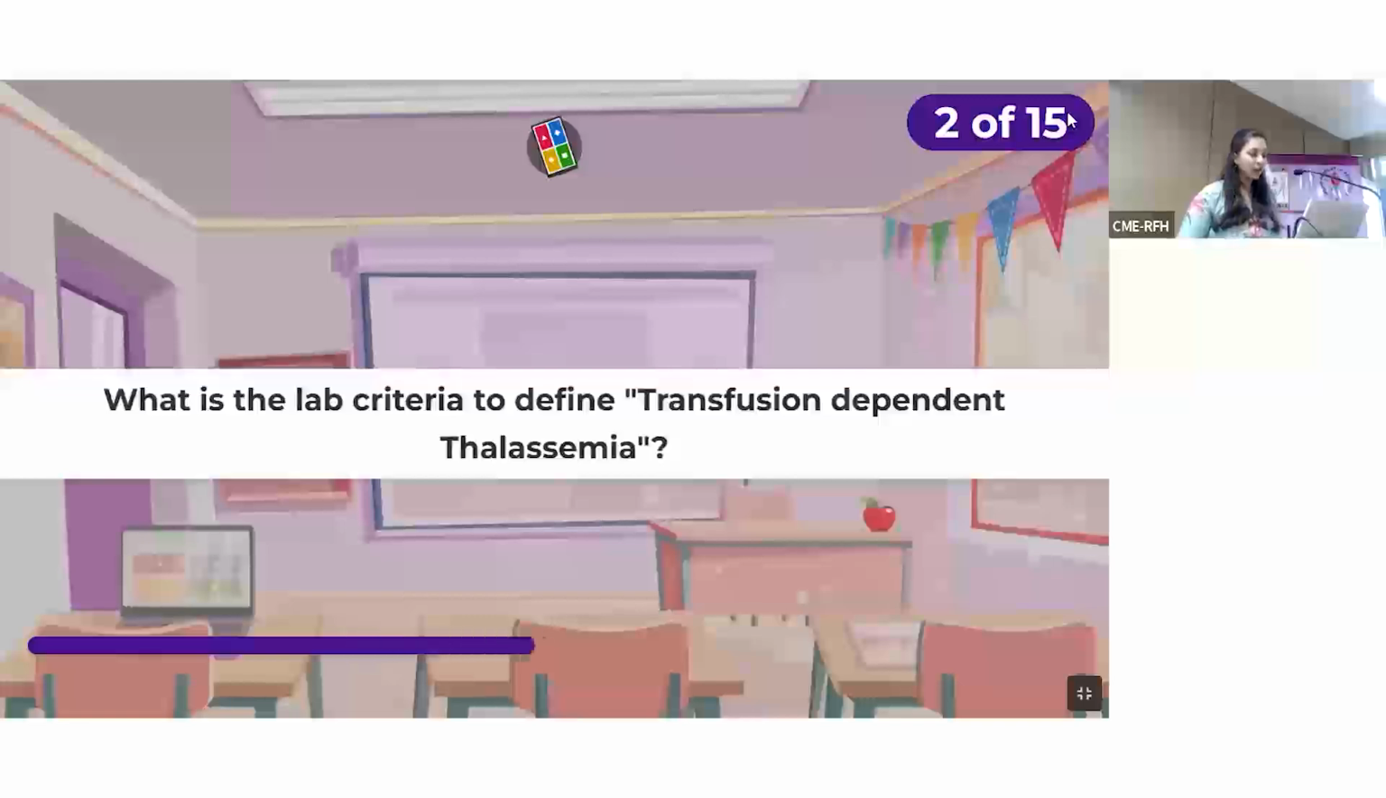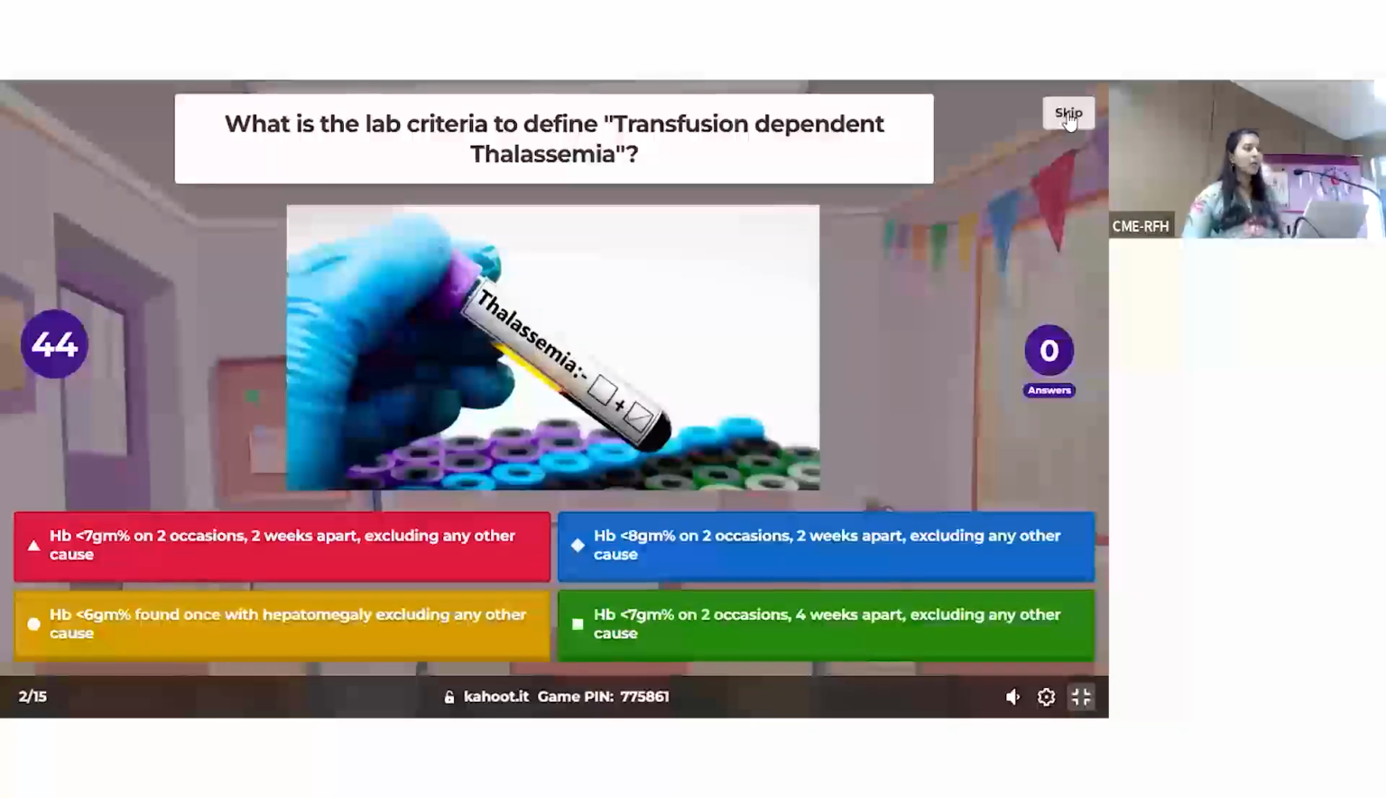What is the lab criteria to define transfusion-dependent thalassemia? Is it hemoglobin less than 7 gram% on 2 occasions, 2 weeks apart, excluding other causes? Or is it less than 8 gram%, 2 occasions, 2 weeks apart, excluding other causes? Or is it less than 6 gram% even once with hepatomegaly, excluding other causes? Or less than 7 gram% on 2 occasions, 4 weeks apart, excluding any other causes? You have 20 seconds to answer.